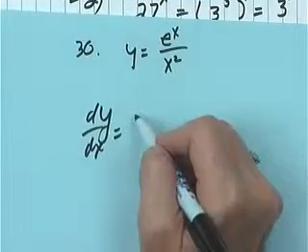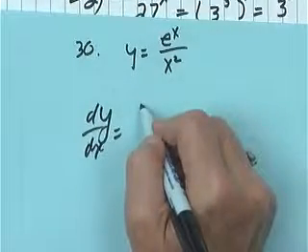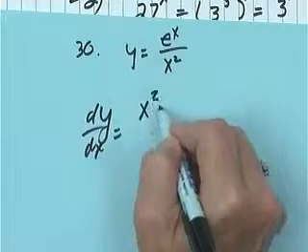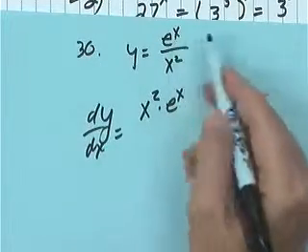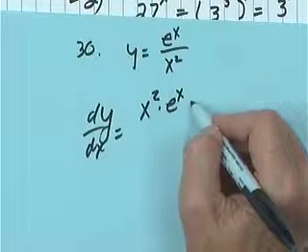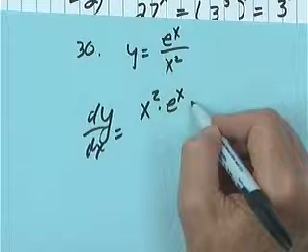Okay, help me. What is it? X squared times e to the x, right. X squared times e to the x. What else? Oh, you said 32. Yeah. Oh, did I say the wrong problem? 32.